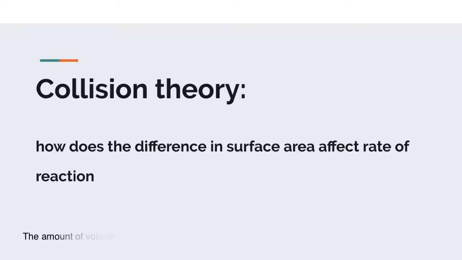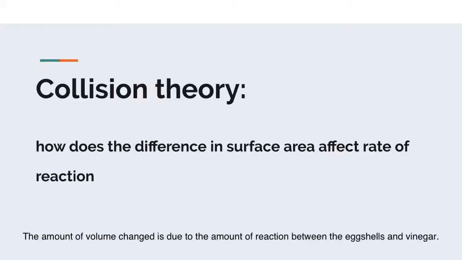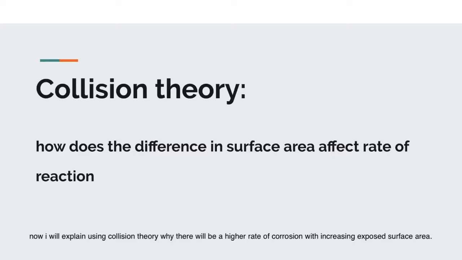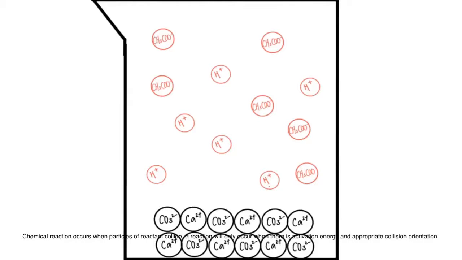The amount of volume changed is due to the amount of reaction between the eggshells and vinegar. Thus, the crushed eggshells corroded faster due to their higher exposed surface area. Now I'll explain using collision theory why there will be a higher rate of corrosion with increasing exposed surface area. A chemical reaction only occurs when particles of reactant collide with enough activation energy and appropriate collision orientation.